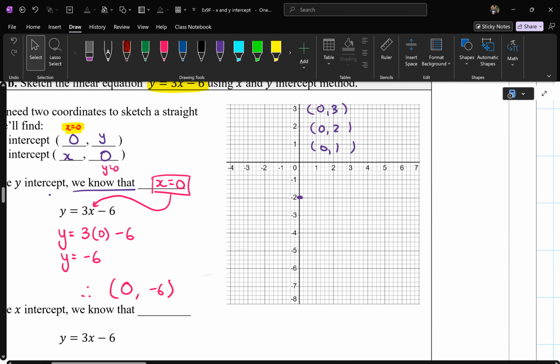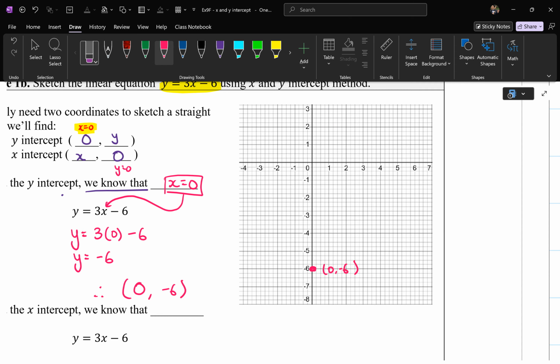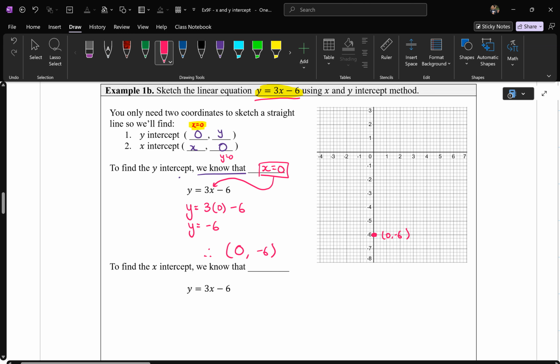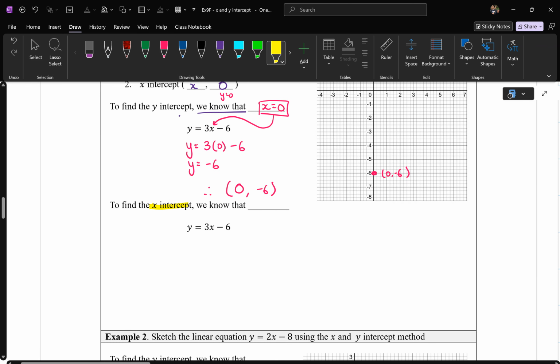There we go. So where is (0, negative 6) on your graph? Here we go. This is (0, negative 6). That is the point. We've got 1 point for the graph y equals 3x minus 6. All I'm missing now is 1 more point for me to sketch the graph. And how are you going to do that? You're now going to find the x-intercept. How do you find the x-intercept again? Look at my notes.